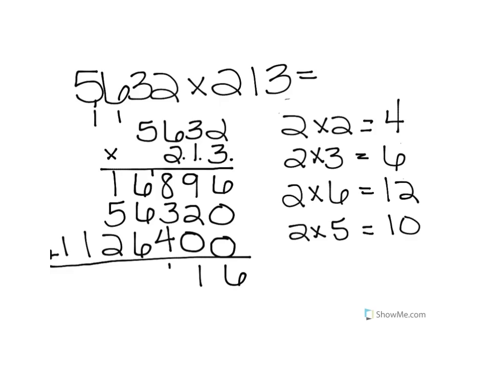12, 16, 16, 22, 28. 2 plus 1 is 3, plus 5 is 8, plus 2 is 10. Oh my. I have to put in my commas now. 1, 2, 3, comma, 1, 2, 3. 1,208,616. It's quite a big number, but that's what you're going to get when you're multiplying 4-digit and 3-digit numbers.